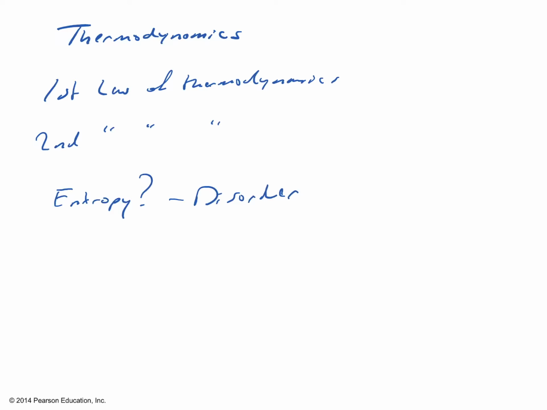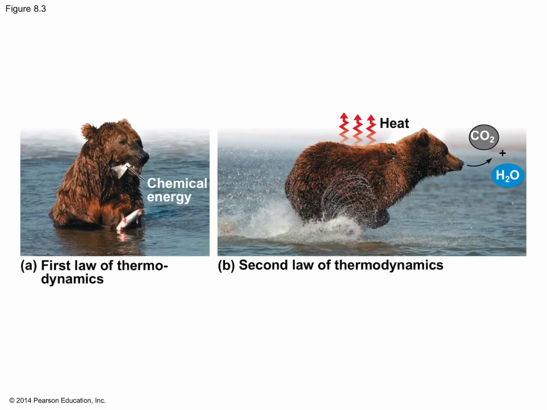Let's look at an example of the first law and second law. Here we have this bear, and this bear has caught himself a salmon, probably up in Alaska somewhere. What does the first law say? First law says that energy cannot be created or destroyed. We can only transform it and transfer it. So the bear cannot just, out of nothing, make energy for itself. If it's going to get energy to power itself, it has to get it from something else.